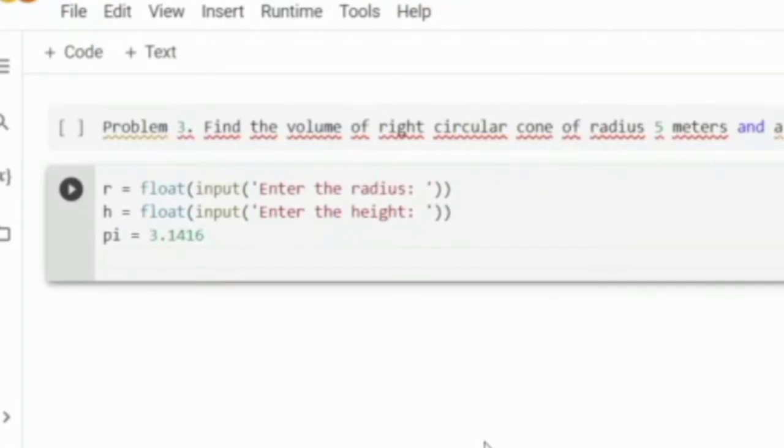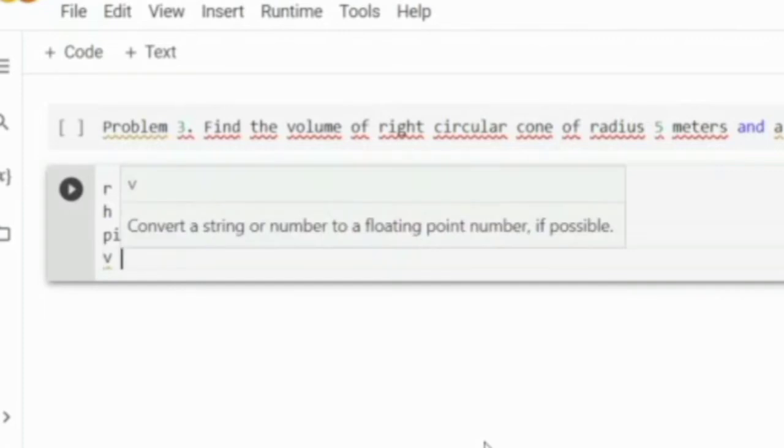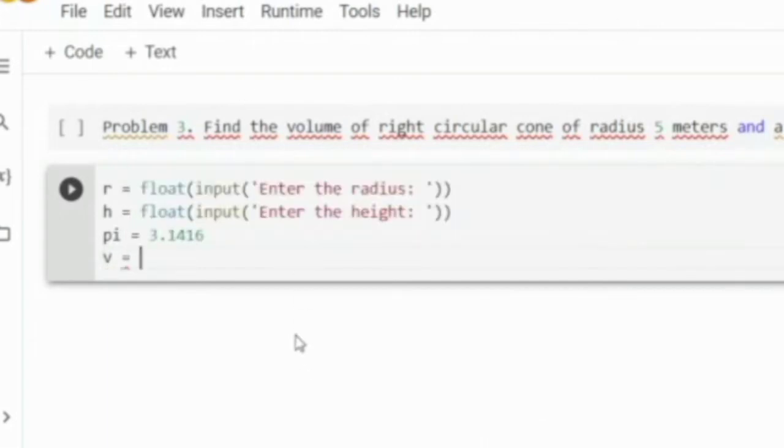And in the fourth line, we're going to put here V, which is the volume of the right circular cone. The formula in getting the volume is pi r squared multiplied to h divided by 3, where h is the height. So equal sign, space, pi, asterisk sign, which represents multiplication, multiplied to r squared, then asterisk again, multiplied to h divided by 3. I use slash to represent division.